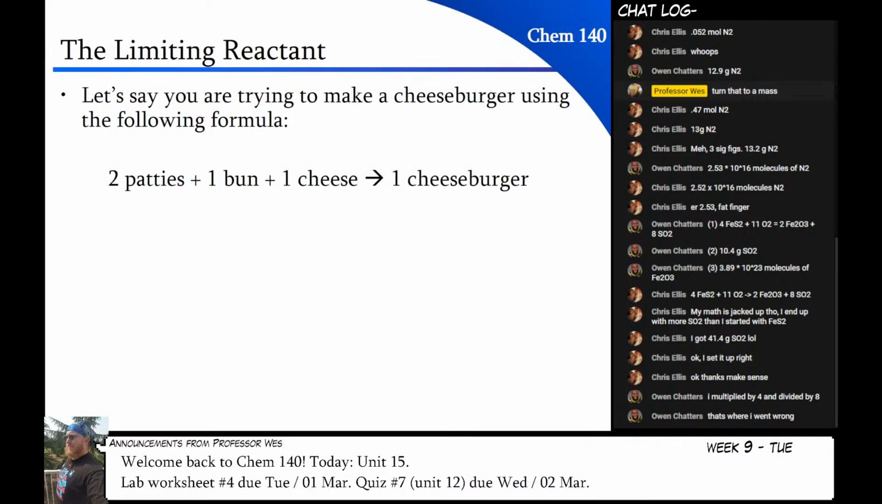So, for example, let's look at this cheeseburger formula. This is the chemical formula for a cheeseburger. If I combine 2 patties, 1 bun, and 1 cheese, the product is a cheeseburger.